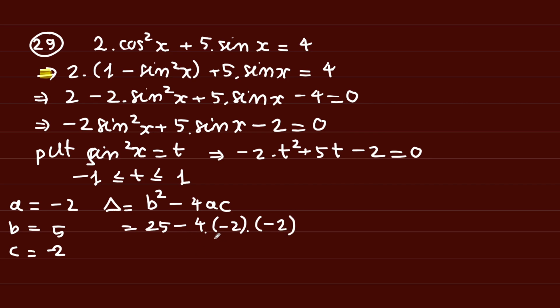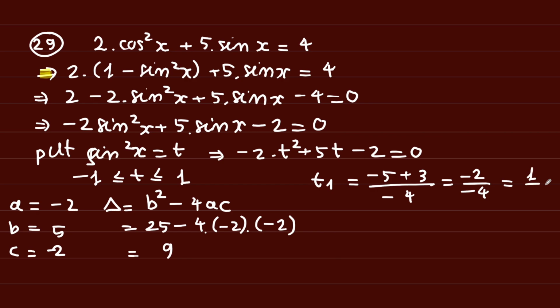And this is minus 16. 25 minus 16 is 9, so for t1, minus 5 plus 3 over minus 4, which is minus 2 over minus 4, so 1 over 2. And for t2, minus 5 minus 3 over minus 4. Here it is 2.